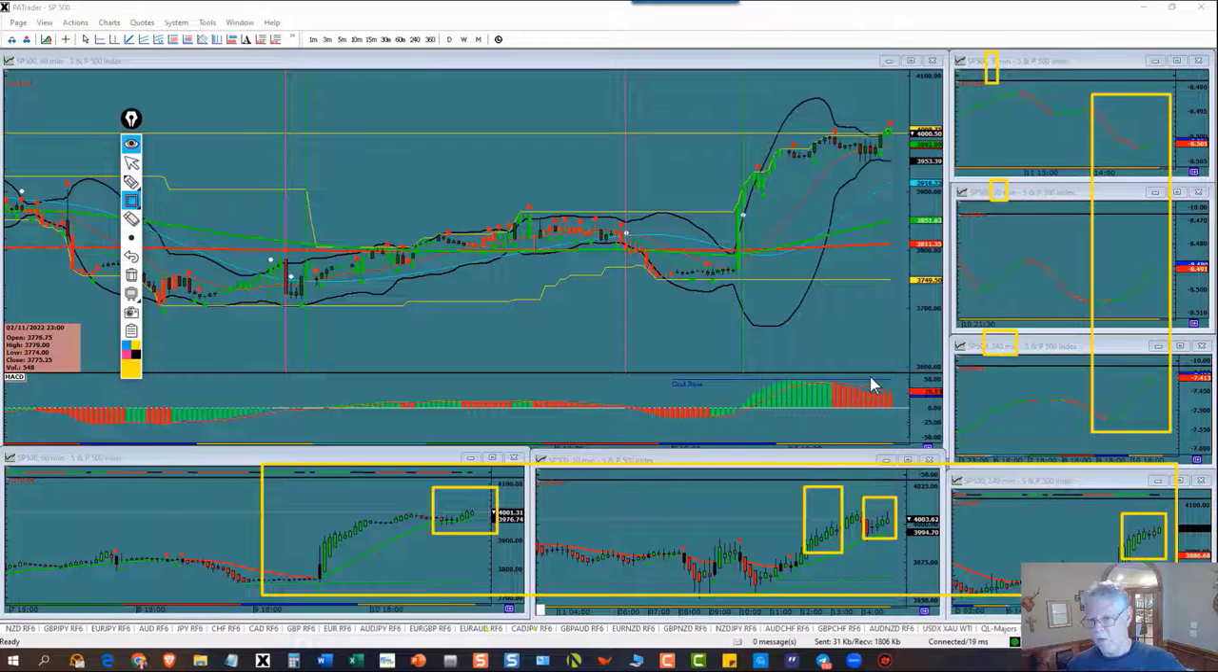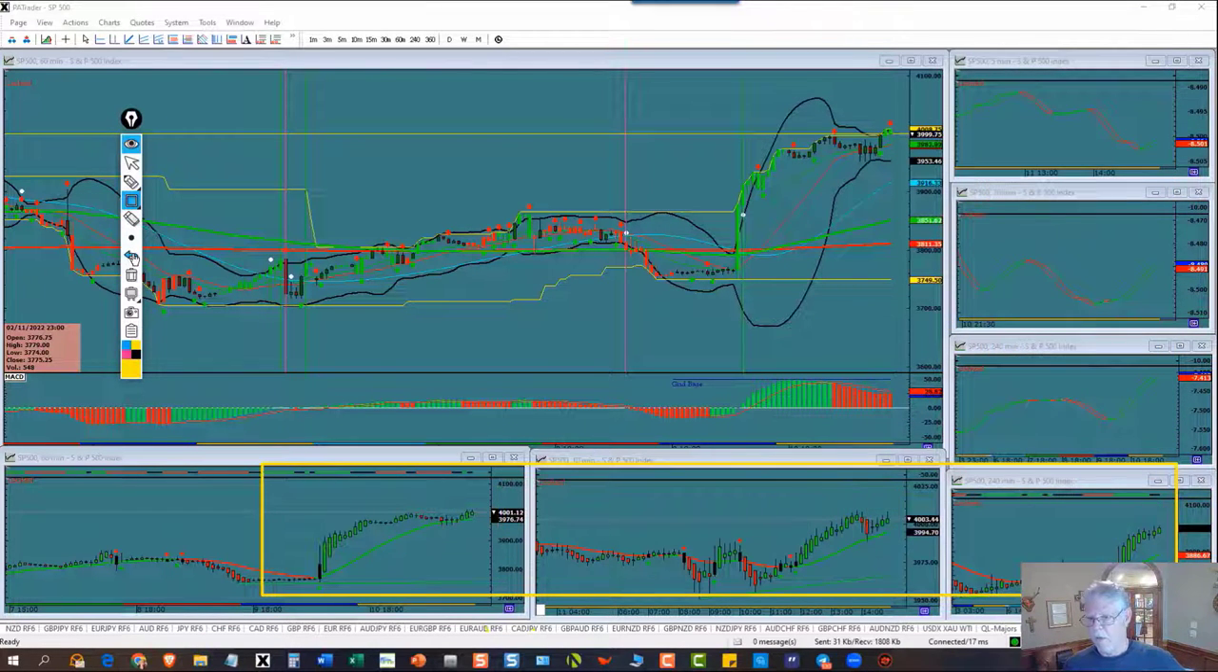And if you look here, you'll see that the histograms are starting the process of rolling over to the upside. So those are things that you can't get on regular charts because those charts are free.